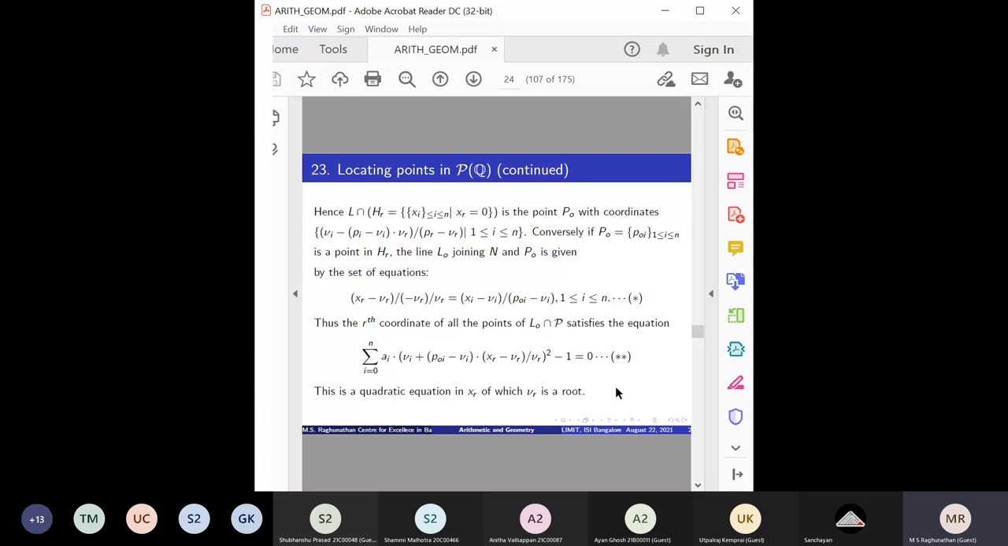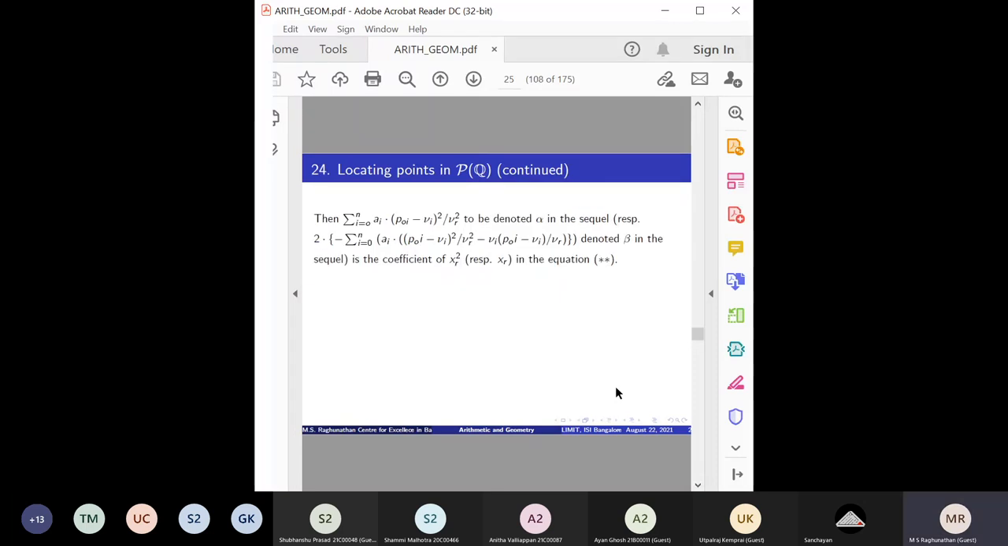And I want to claim that nu r is rational. This is proved along similar lines, except the algebra is a little more complicated than the original equation. I won't go into details, but you find that the solution is rational. You have to isolate the case when the quadratic equation becomes linear, that is, the coefficient of xr square becomes zero, in which case you get only one point of intersection.